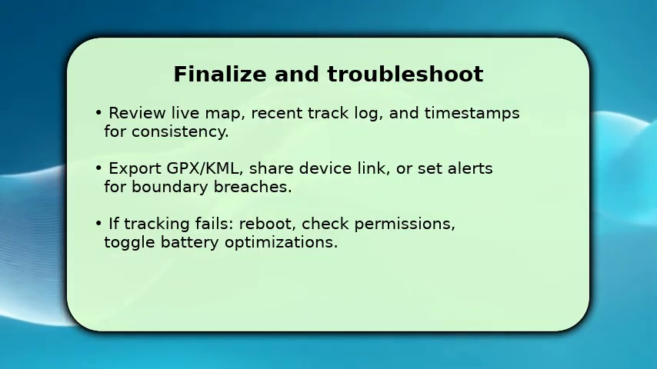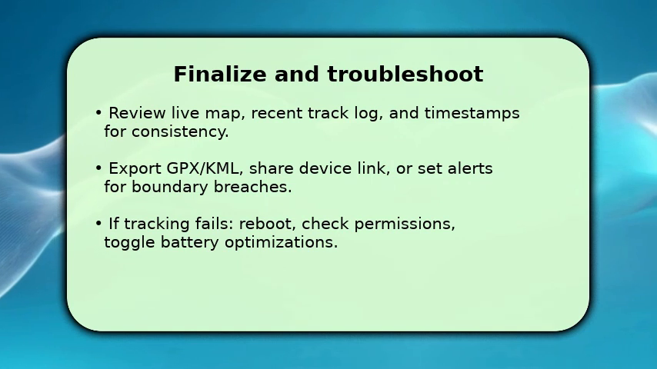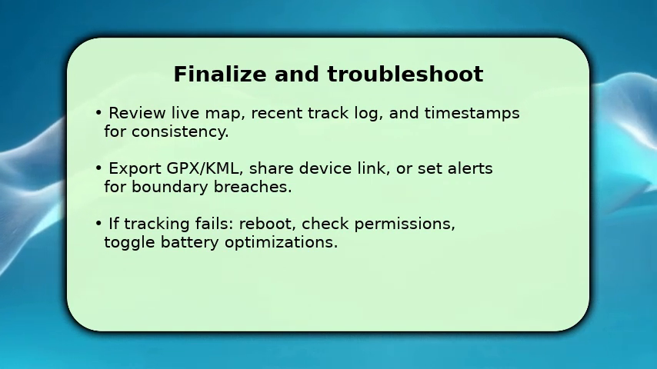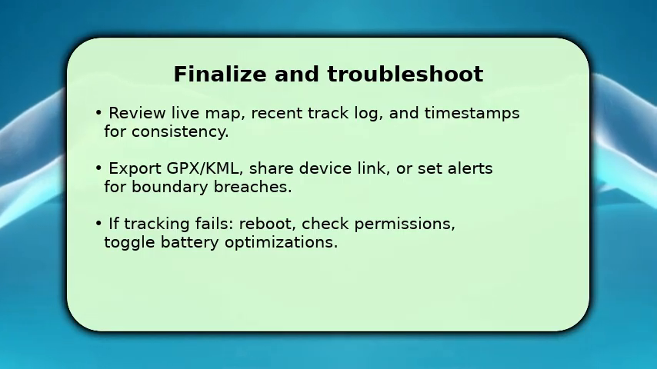If tracking stops or points are missing, first reboot the device, then recheck location permissions and disable aggressive battery optimizations for Only Way. If issues persist, toggle the app's background permission off and on, restart Only Way, and watch the log for reconnect messages to resolve remaining problems.